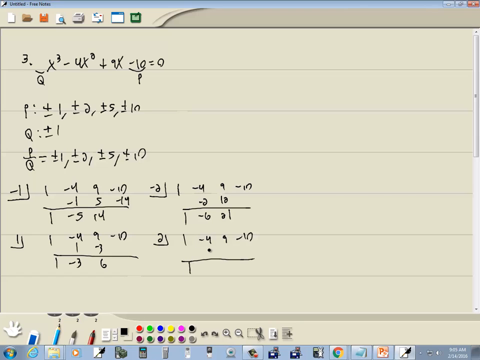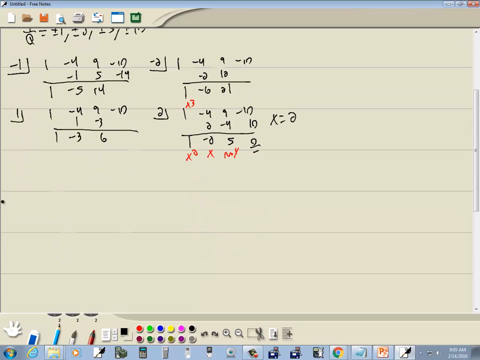2. Okay. Add, multiply, add. We get a zero remainder. That means we found our first answer. So x equals 2. Now this was x to the third to begin with. Each answer we find takes it down 1 more degree, so this will be x squared, x, and no x. So we're left with x squared minus 2x plus 5 equal to 0.